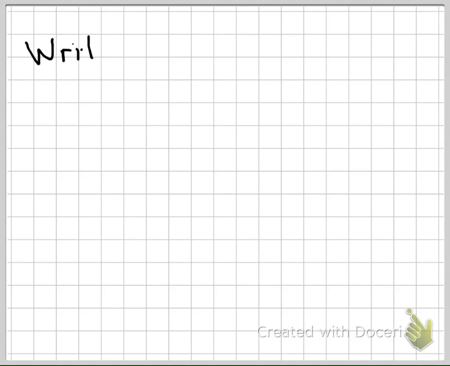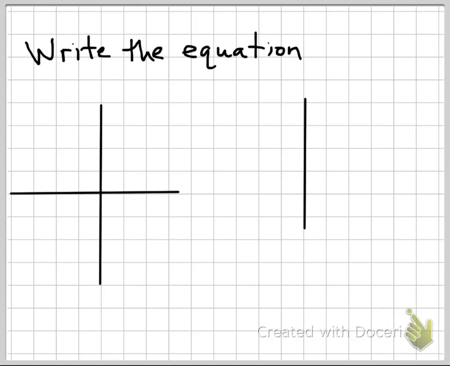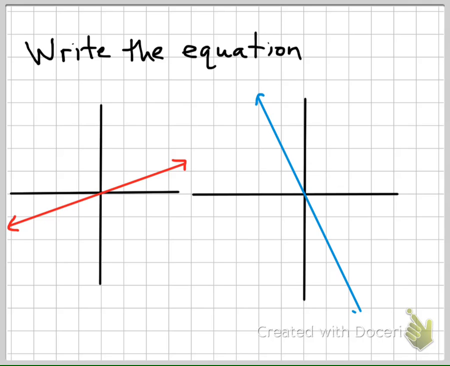Alright, now I'm going to give you a graph, and you're going to find k and write the equation. You've got a red line and a blue line. You're going to find k for each of them and write the equation.